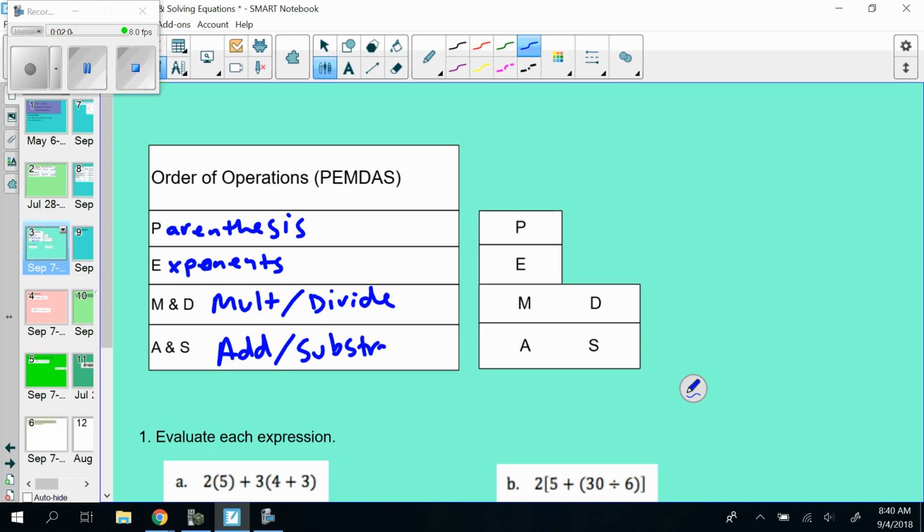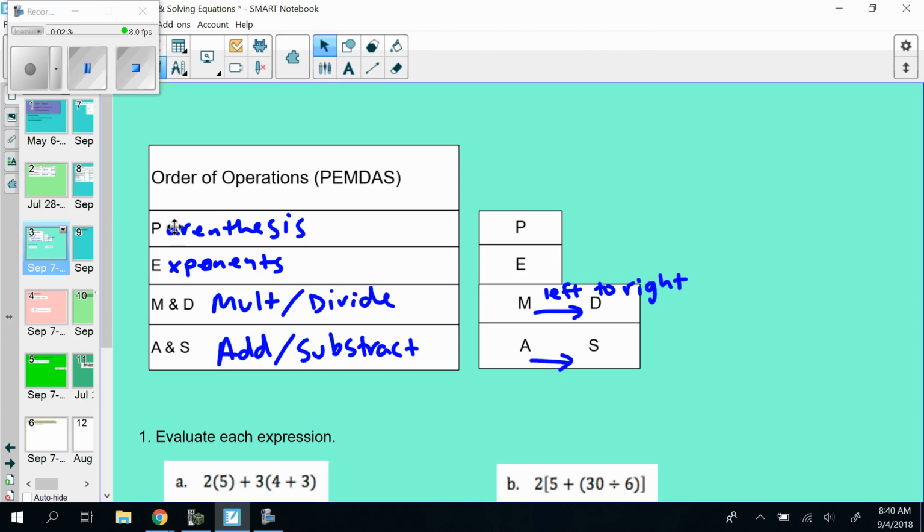And again, those are done at the same time because adding and subtracting are really doing the same thing. So we want to do these operations in that order. And when you get to multiply and divide and add, subtract, we always work left to right. So you want to make sure you start on the left like you do when you're reading and work to your right.